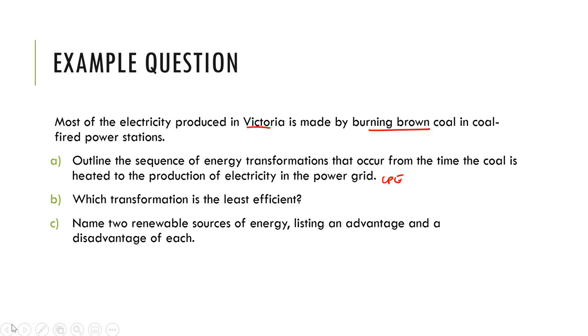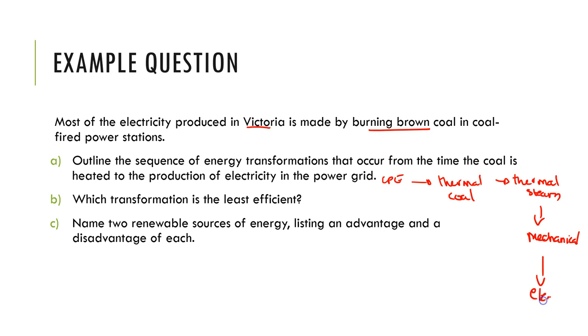Okay, so hopefully you've had a think about this. Outline the sequence of energy transformations that occur from when the coal is heated to the production of electricity. So we're going to have our chemical potential energy to thermal from the coal. This goes to thermal in the steam, as we said before. Then mechanical in the generator through to electrical.